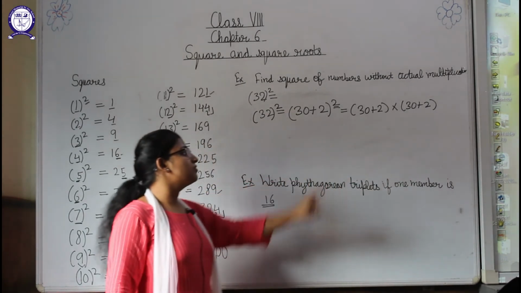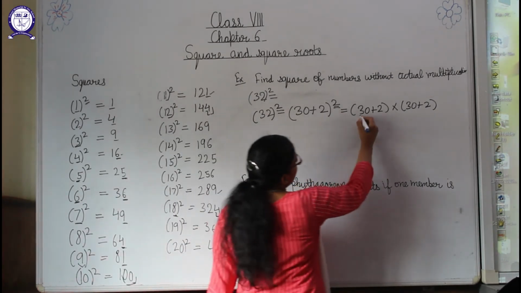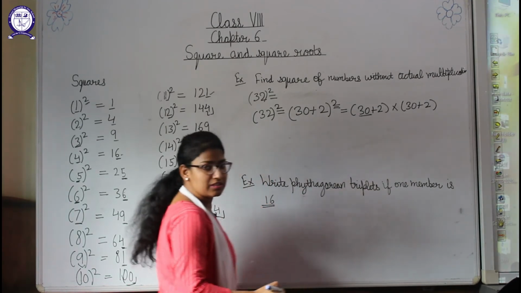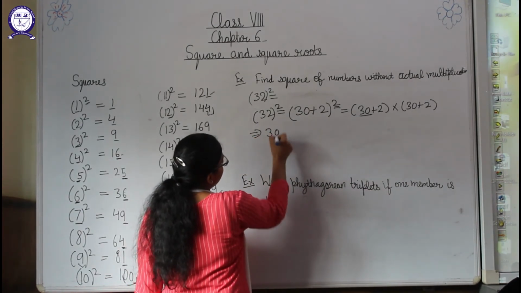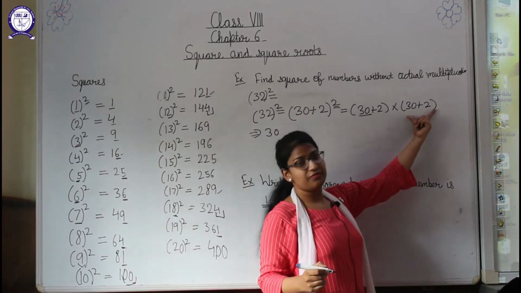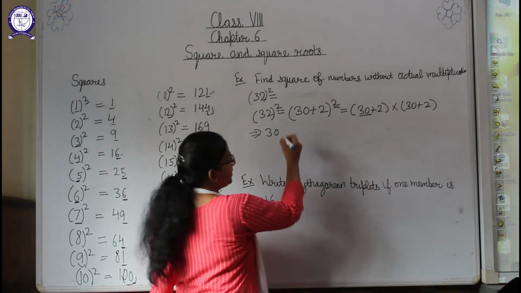Now what we will do here: 30 is our first term, the first number here. So 30 we will write, and then we will open this bracket here.